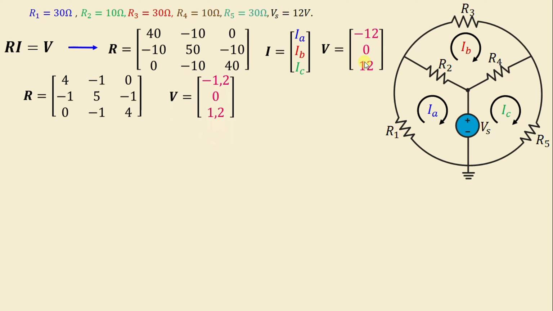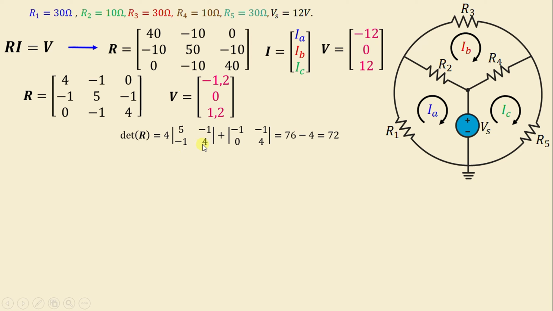Let's now apply Cramer's method in order to solve this problem. Let's start first with the determinant of R is equal to 4, and we cancel the first row and the first column. It's over only 5, negative 1, negative 1, and 4, minus negative 1, and we cancel the first row and the second column. We have the determinant of negative 1, negative 1, 0, and 4.